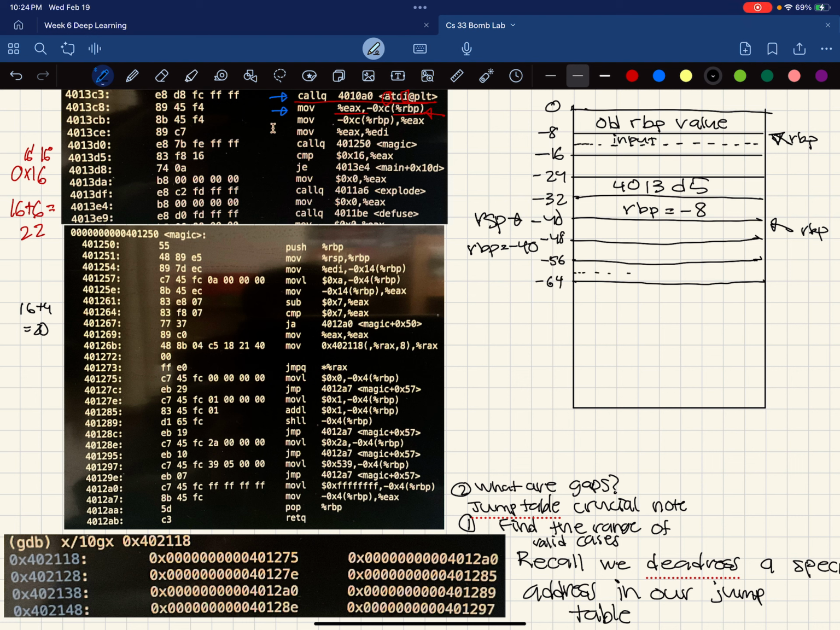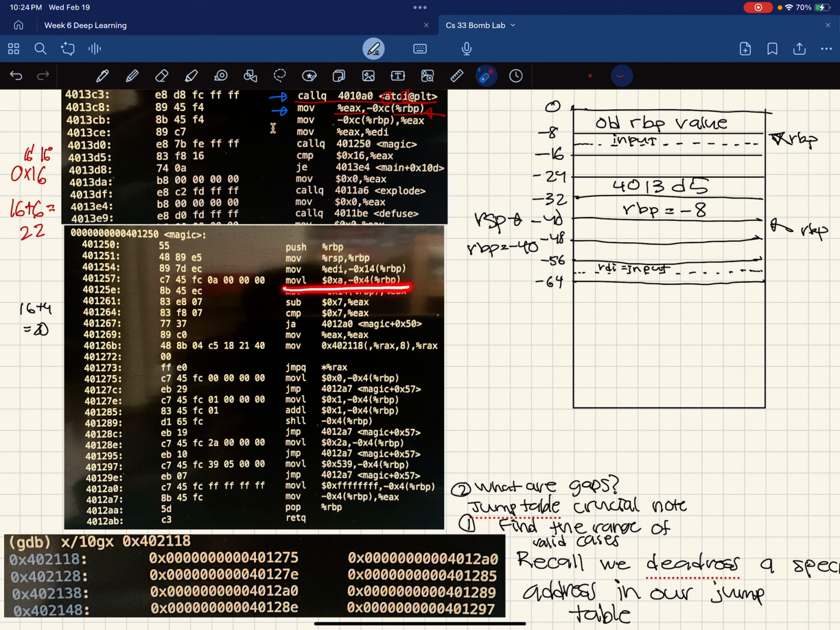Okay, so it would be here at negative 60. In this case, what we're putting is, let me see it one more time. Yeah, it's our RDI value. So RDI, I'm gonna say equals input. Now we are done with this so far.